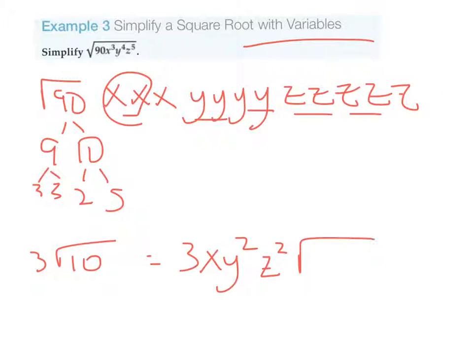And inside the radical, well, we already have the 10 from over here. And we also now have an x and we have a z. So we have an x and a z. So anytime you have a pair or an even number, one of them comes out. In numbers, we do factor trees, so we're also looking for pairs of numbers.